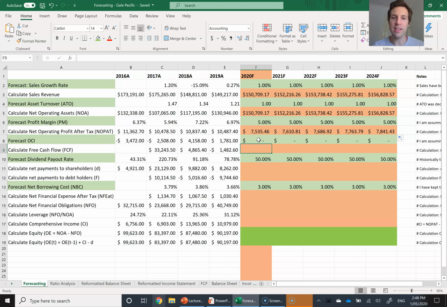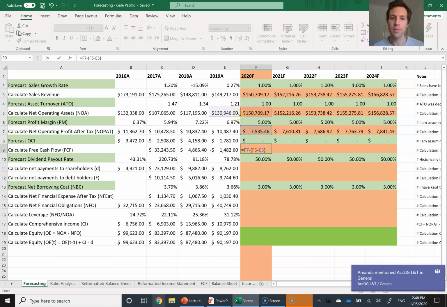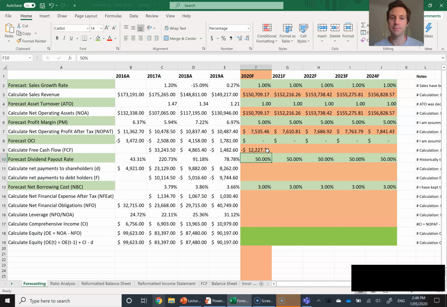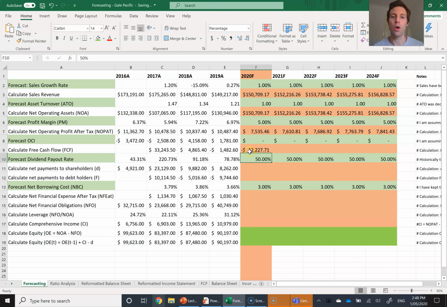Free cash flow gets calculated now that we've done all our operating performance. Free cash flow is equal to NOPAT minus the change in NOA. Change in NOA means I'm going to take this year's net operating assets and I'm going to minus last year's net operating assets. So we can see here the change in NOA is very close to 20,000. I take my net operating profit after tax and I minus the change in NOA. I get a free cash flow of minus 12,000 this year.